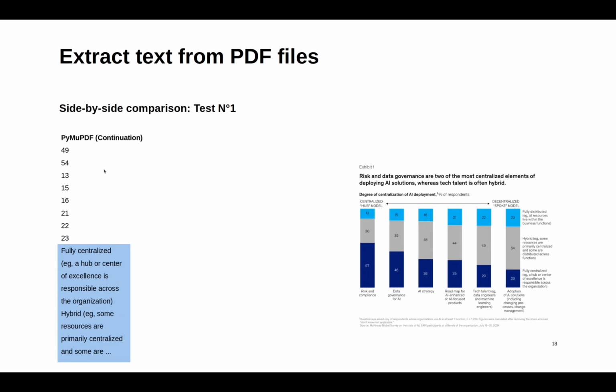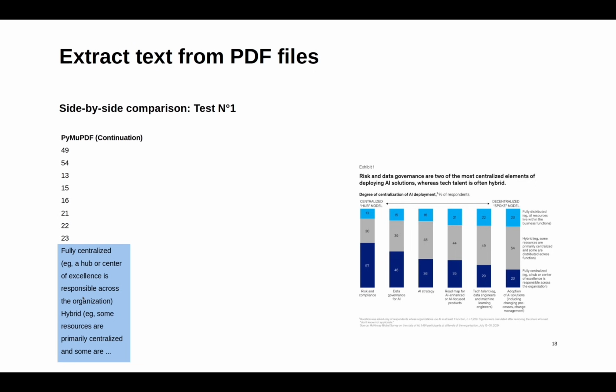Here is the continuation because I couldn't show the full output in one page. You can see that here we have another problem. Here, if you look at the image on the right, we have the legend. So each color means something. For example, the light blue color means fully distributed, this gray color means hybrid, and this dark blue color means fully centralized. We can see that output here.